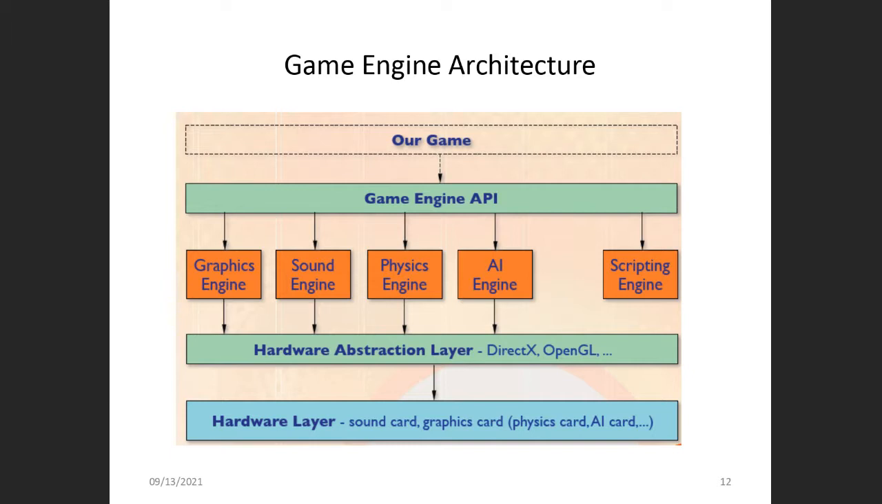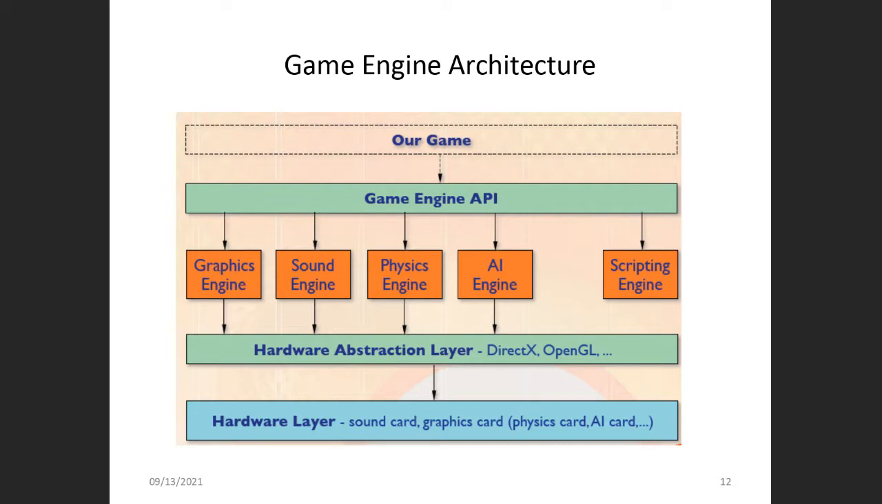At the lowest level, we start with the hardware layer. The hardware has sound card, graphics card, physics card, AI card, etc. For example, GPU and CPU are all in the hardware layer. On top of the hardware layer, we have the hardware abstraction layer like DirectX, OpenGL, Direct3D, etc. The game engine uses those layers, and the hardware abstraction layer is used by the various parts of the game engine. The AI engine, the physics engine, sound engine, graphics engine, they use the hardware abstraction layer.